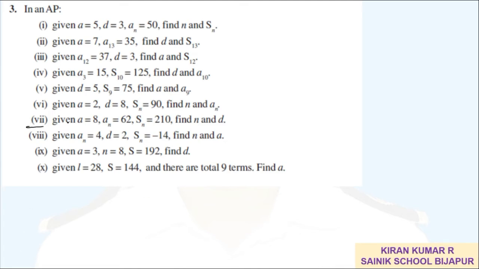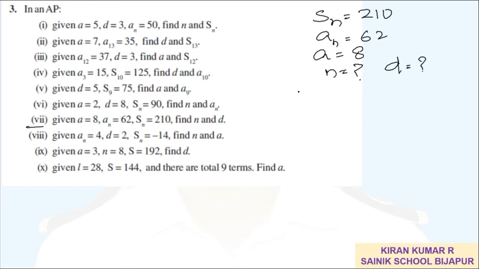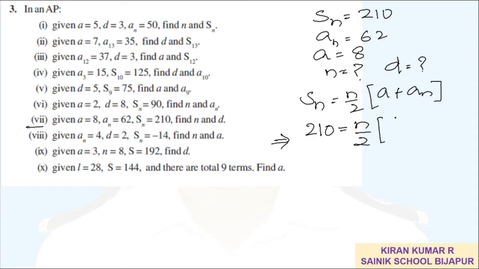Let us solve the 7th question. They have given Sn as 210. An also is given. An is 62. The value of a is 8. I need to find n and d. To find that, let me make use of the formula n by 2 times of first term plus the last term. Last term is an. So substitute, we'll be getting the value of n. So Sn 210 equal to n by 2 times of a value 8 plus an is 62. So we get n value as 210 divided by 35.